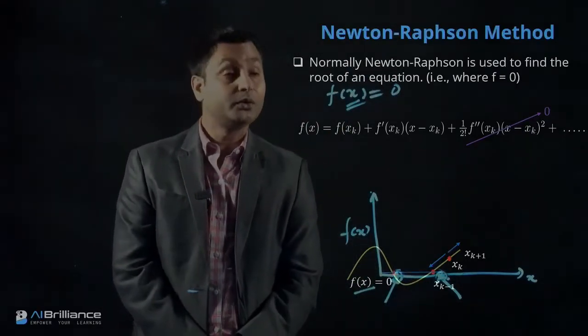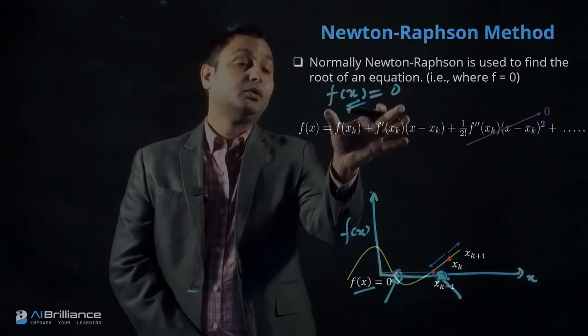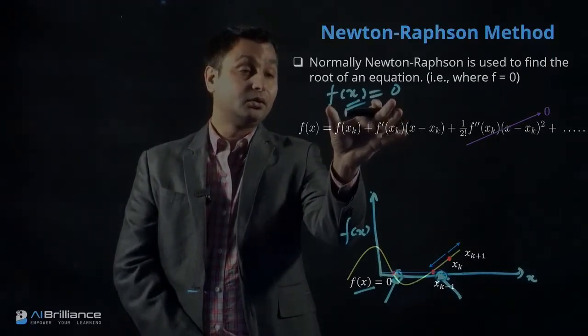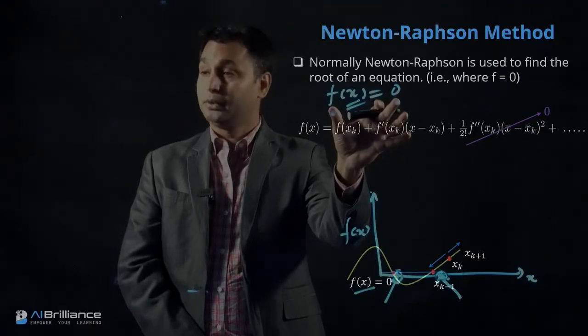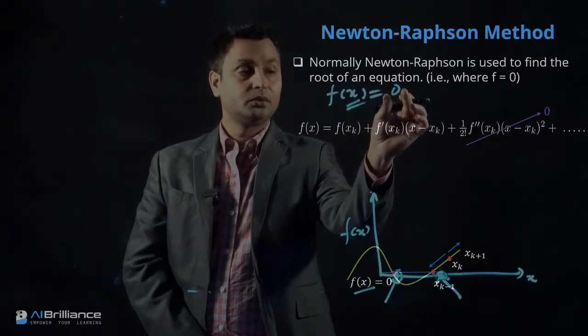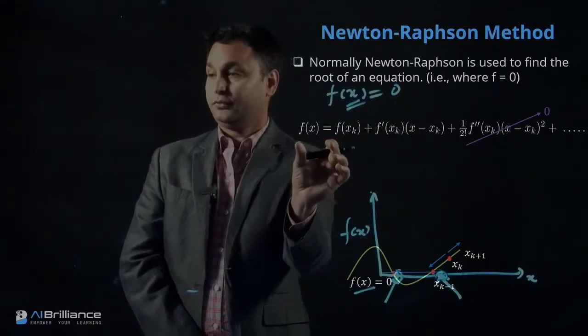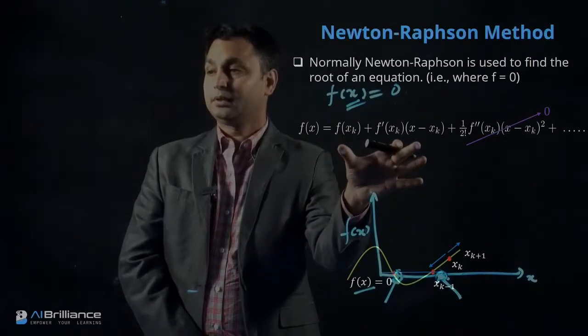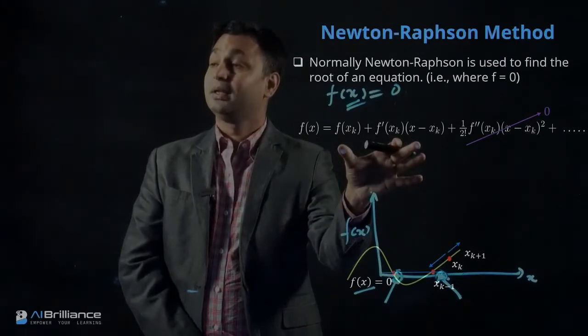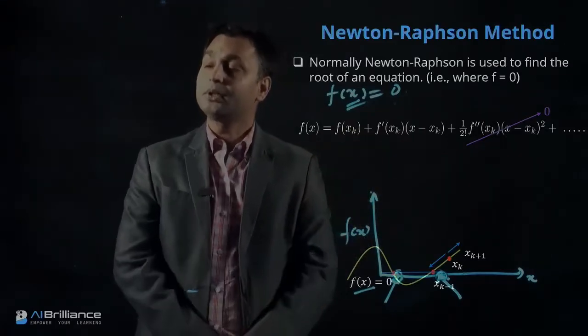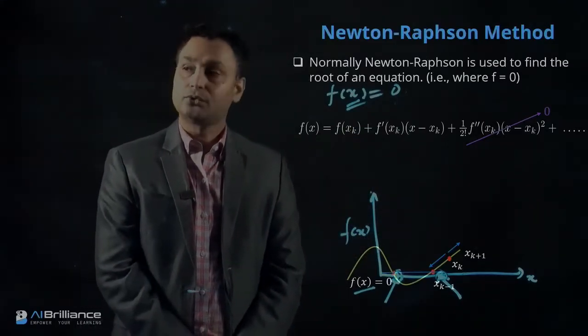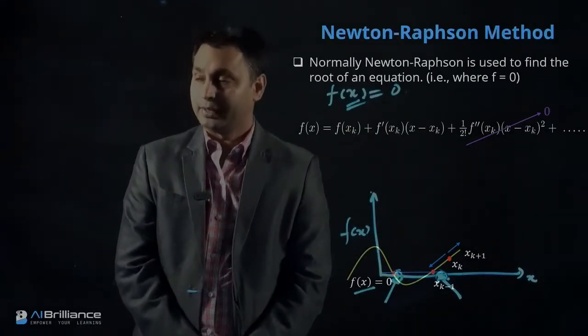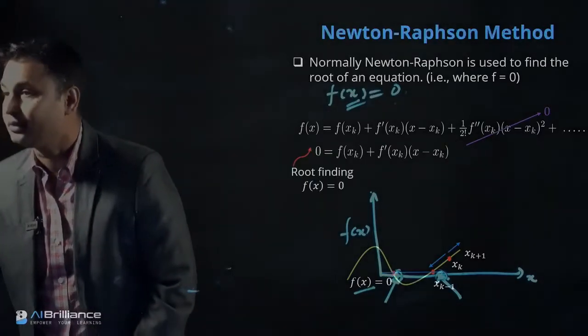Okay, so how do we do it? Again, we know that at this location the function value is going to be equal to 0, so we can substitute 0 here for f(x), and we can take this right hand side and expand it and use this to create a numerical scheme which can be used to solve root finding problems. So let's carry on and do that.